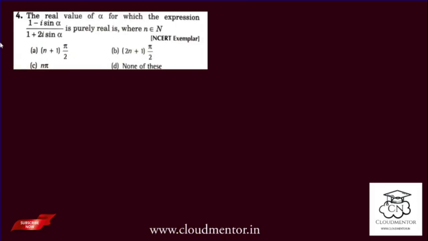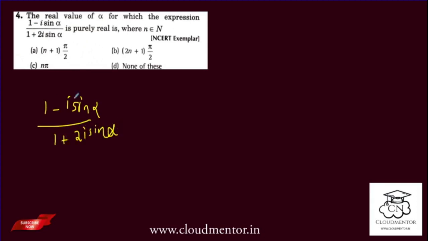The real value of alpha for which the expression i(1 minus i sine alpha) by (1 plus 2i sine alpha) is purely real, where n belongs to N. We have to find in which of the options it is purely real. So here we have this one, that is i(1 minus i sine alpha) by (1 plus 2i sine alpha).